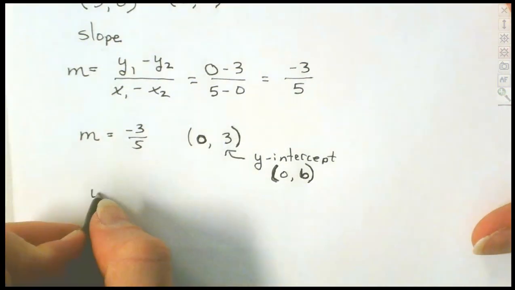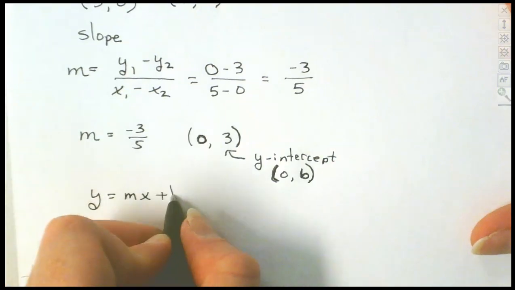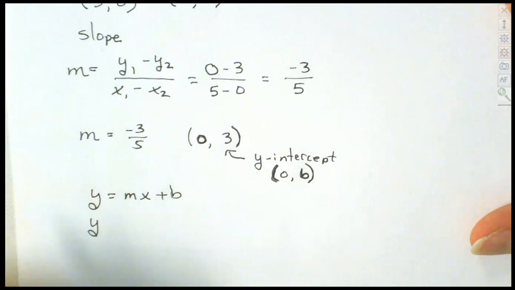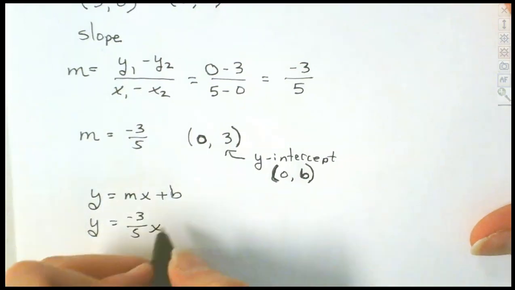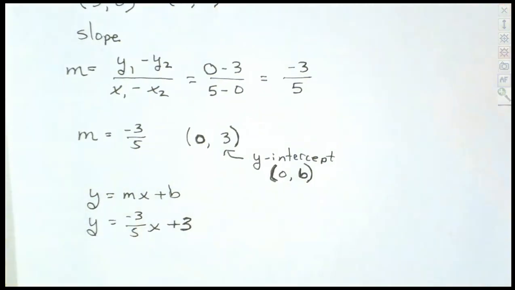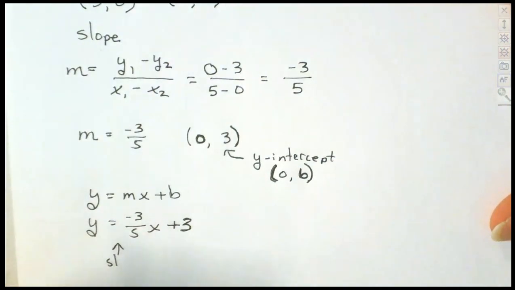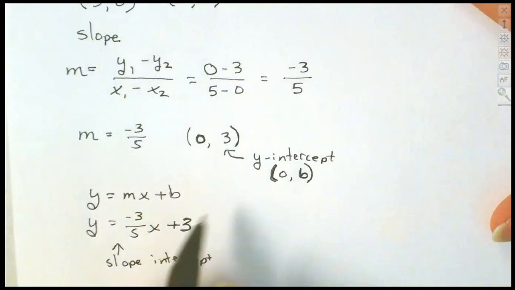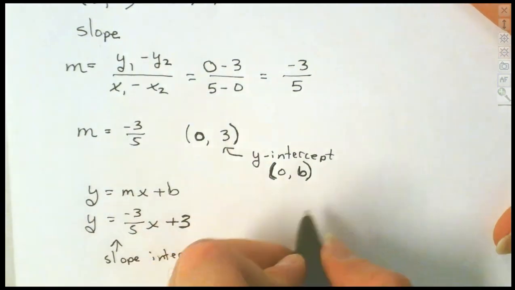Now, what does our formula look like? Y equals mx plus b. So that's going to be y equals minus 3/5 x plus 3. But we're not completely done yet, because this is in slope-intercept form, and we want standard form. So this is in slope-intercept. We want standard.